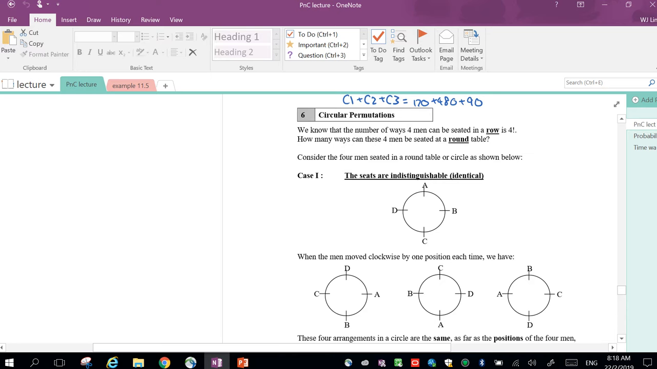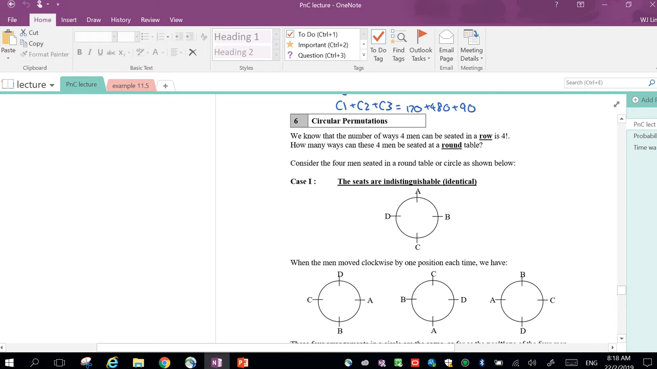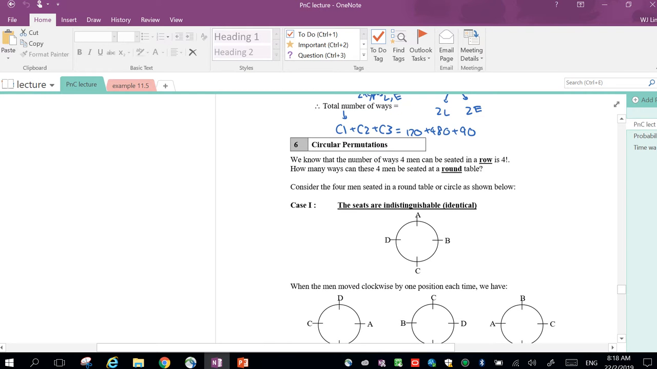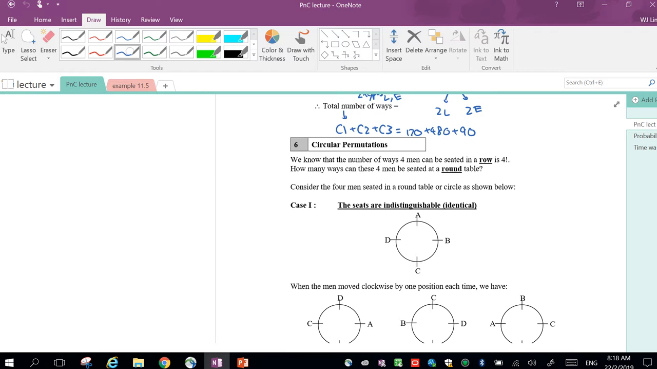Okay, so not yesterday, on Wednesday we went through computation and permutation with restrictions. Okay, so today, without further ado, I'll start on circular permutation. Okay?